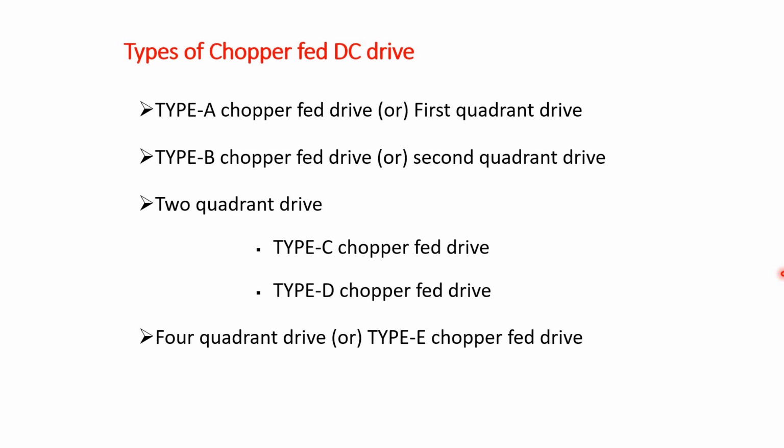Welcome all. This video is about types of chopper fed DC drive. There are 4 different types of chopper fed DC drive. Type A chopper or first quadrant drive. Type B chopper or second quadrant drive. 2 quadrant drive, that is type C and type D. Then we have 4 quadrant type or type E chopper. We are going to discuss one by one in depth.